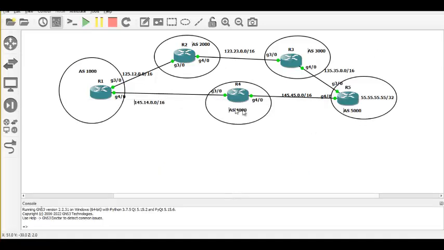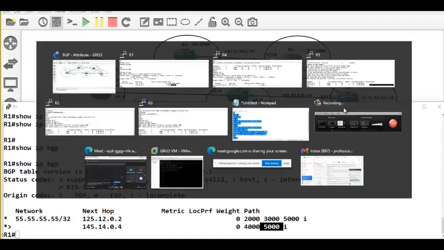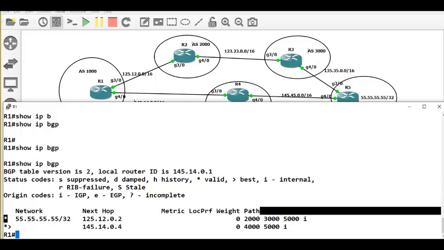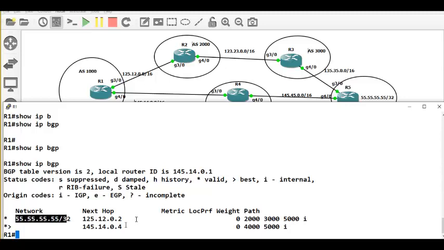Which one will be preferred? You see, the one with the greater than symbol is the best one. We got two valid routes to reach 55 network, but the elected one is via gateway 4, router 4. And the AS path is 4000, 5000.